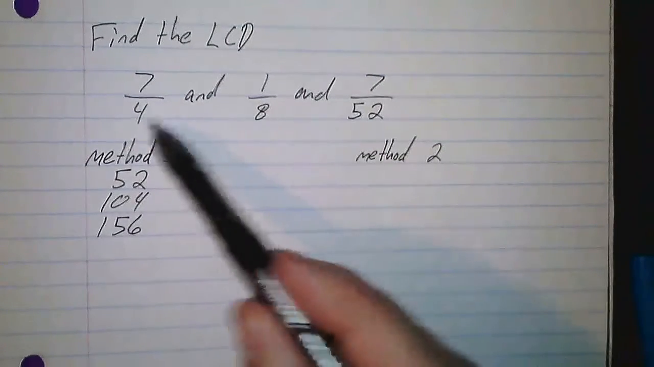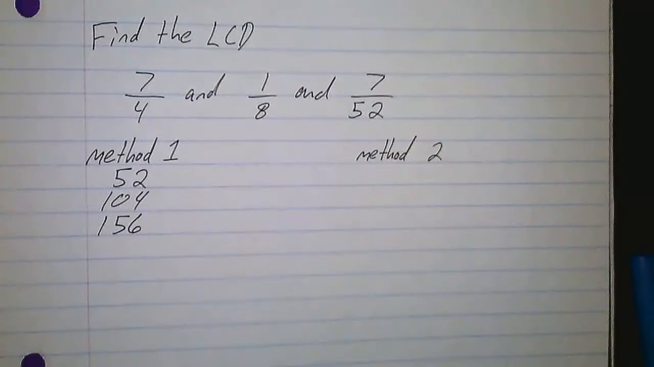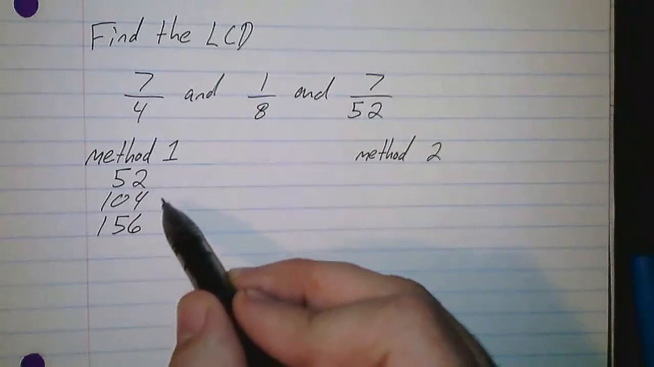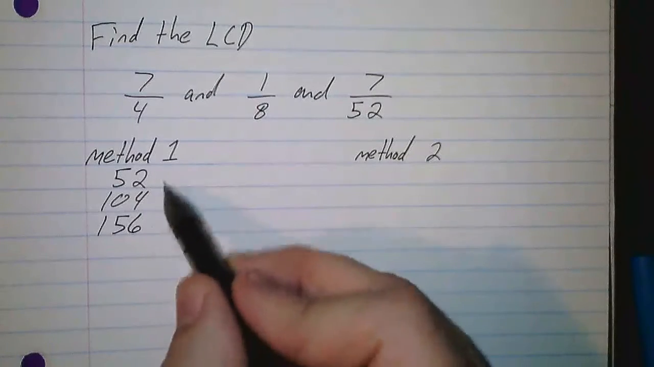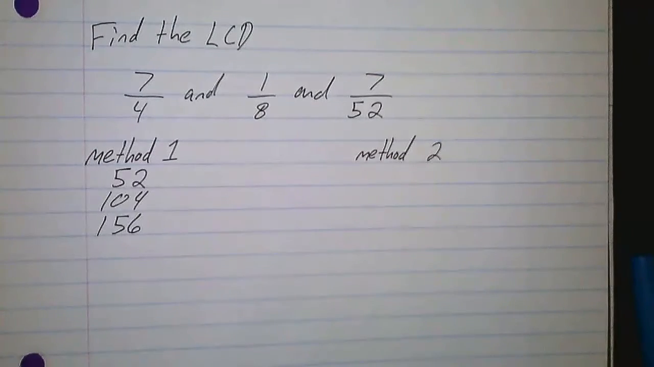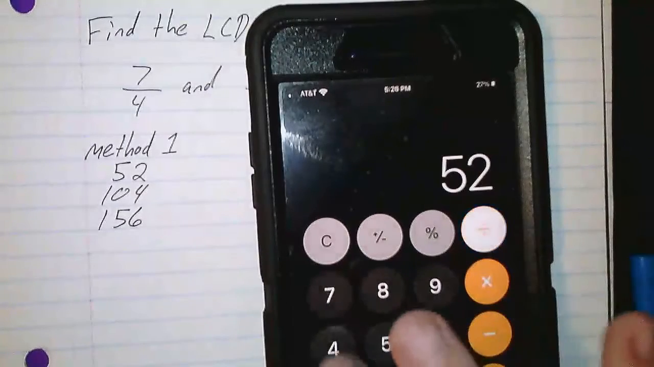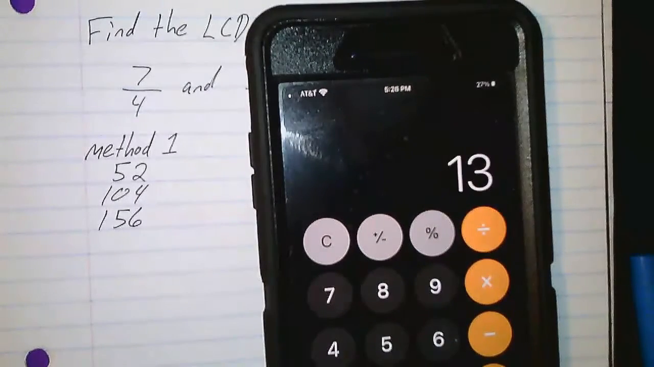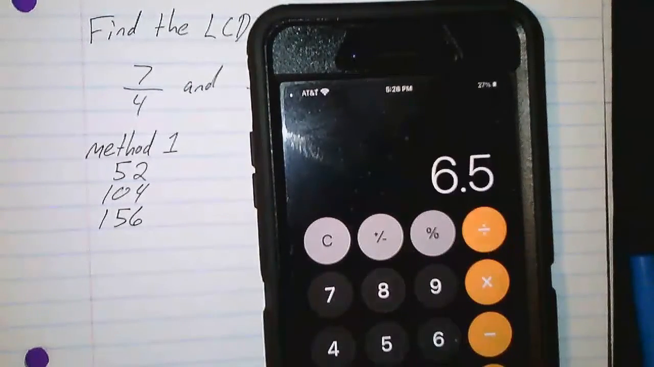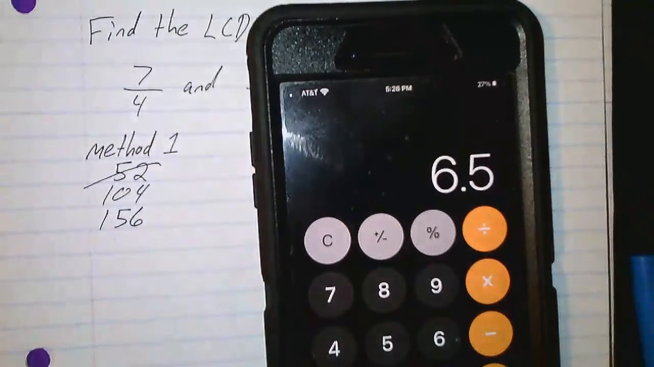And then we look at our other two denominators. So we made a list of the multiples of our biggest denominator. Let's look at the other two. To find the LCD, I need the smallest multiple that is divisible by both, in this case, 4 and 8. So I can do 52 divided by 4, and we get a whole number, so that's good. But how about 52 divided by 8? We do not get a whole number, so 52 is out.